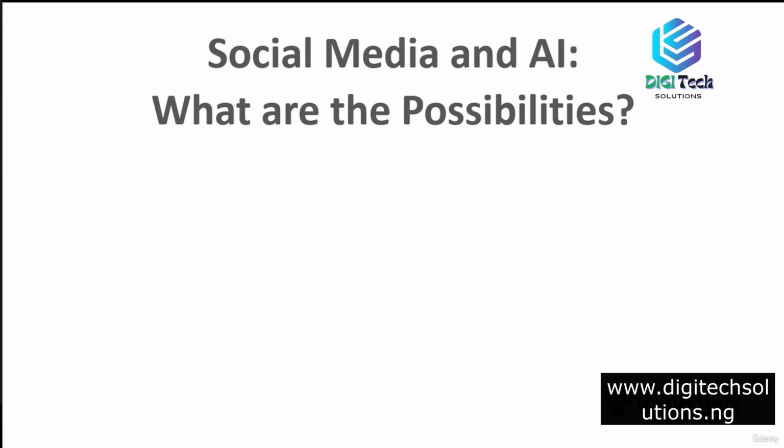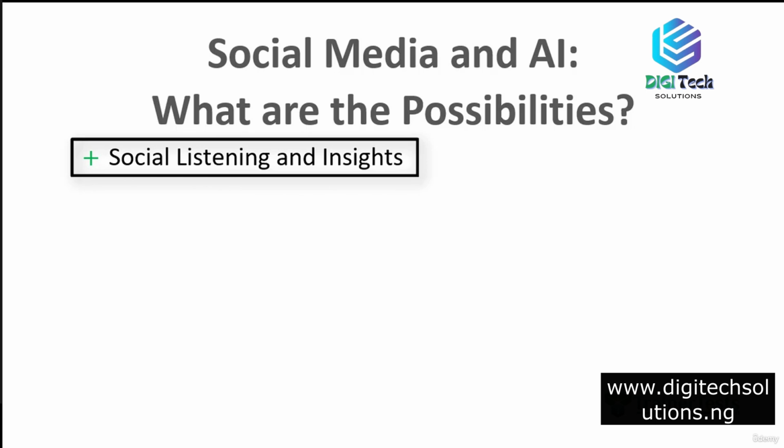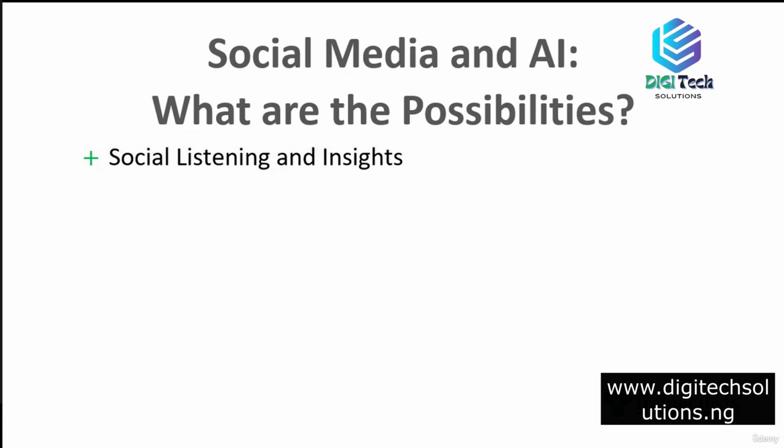So let's take a moment and just think about what the possibilities are when we start using AI to augment our social media presence. Number one, we have the ability to listen. We want to analyze user comments, user feedback, user sentiment towards our brand. And this will help us identify areas for improvement. It'll also help us to identify trends.